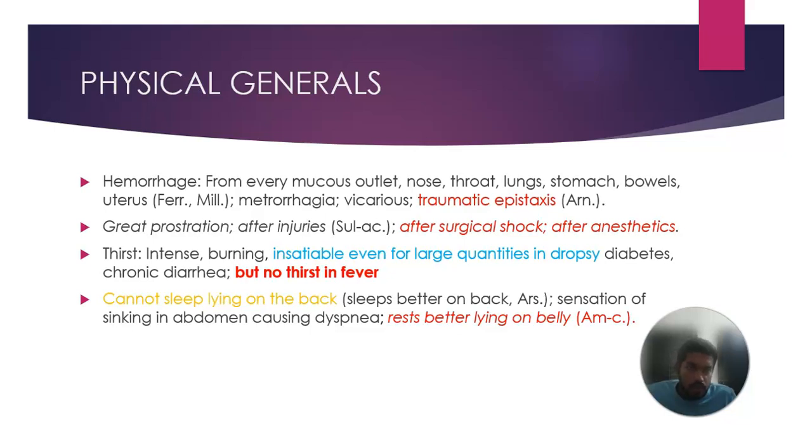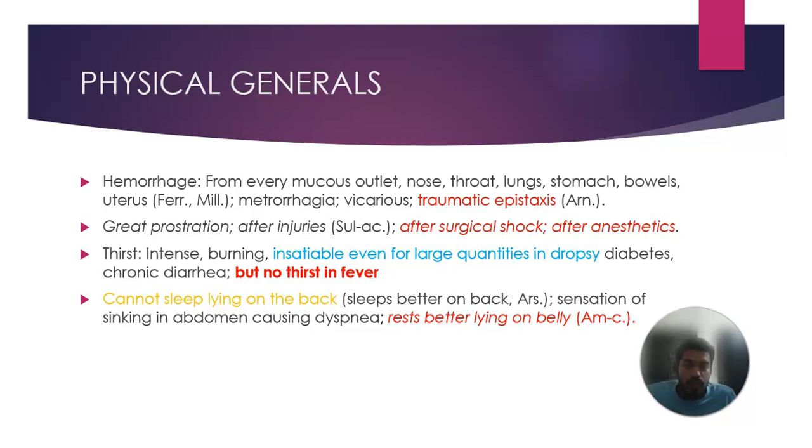In surgeries usually you give anesthesia, right? So you can think of a remedy that has ailments from anesthetics, after surgical shock, and then comes up with great prostration. So after surgery or after some anesthetic is injected into the body, and the patient then comes up with great prostration, you can think of acetic acid as the remedy. Thirst: the acid group usually has a good thirst. So again, thirst, intense burning, insatiable even for large quantities of water, especially in dropsy.